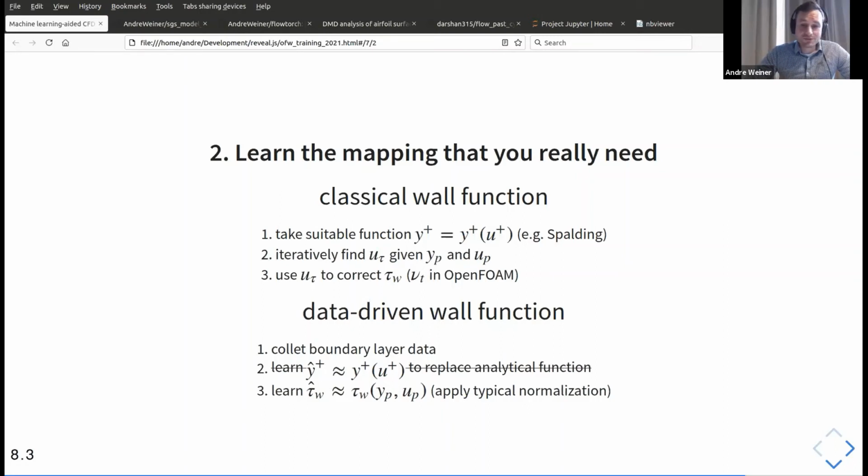Another example: if you want to predict the drag of an airfoil, instead of learning the entire flow field around the airfoil and then inferring the drag from that, try to go the short way and just predict the drag directly. And if you want some more intuition why the drag looks how it looks, then maybe learn a mapping from the surface to the drag and use that. So just to give you one more example.